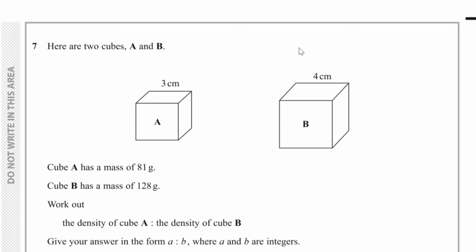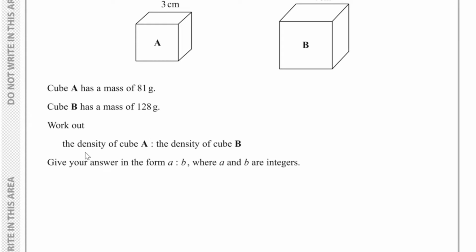Question number 7. Here are two cubes A and B. A has a length of 3 centimeters and B has a length of 4 centimeters. Cube A has a mass of 81 grams and cube B has a mass of 128 grams. We have to work out the ratio of the density of cube A to the density of cube B. Give your answer in the form A to B, where A and B are integers.